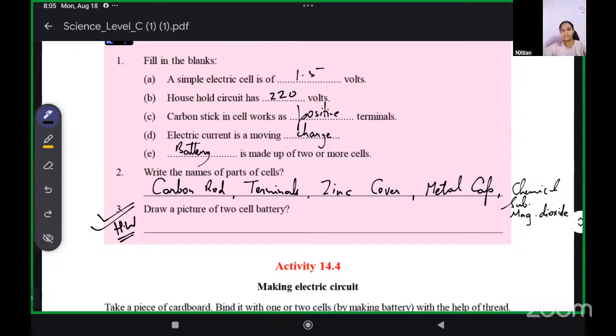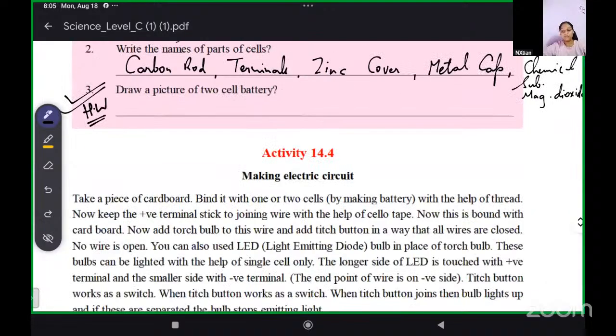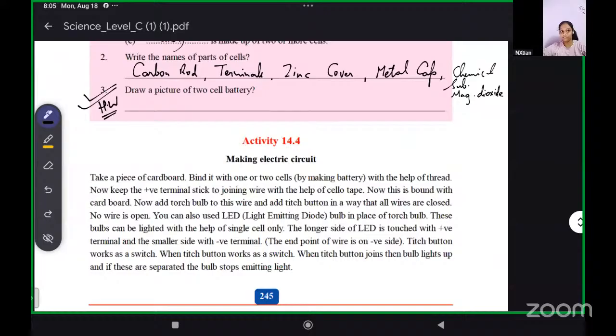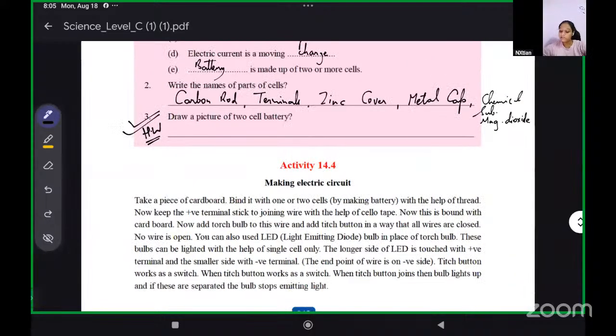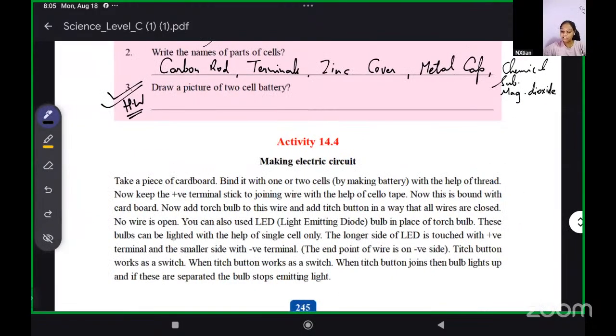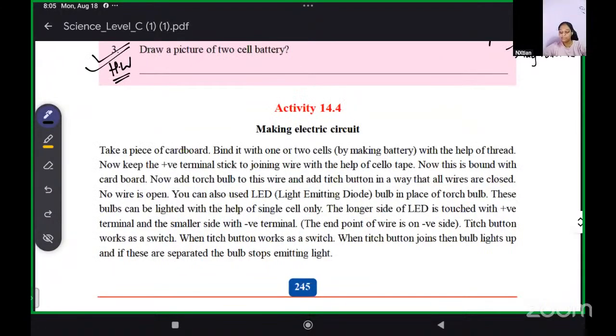The third question is your homework. This is the activity which shows you how to make an electric circuit. Take a piece of cardboard and bind it with one or two cells, making a battery with the help of a thread. Now keep the positive terminal stuck to the joining wire with the help of sellotape. Now this is bound with the cardboard. Add a torch bulb to this wire and add a switch button.